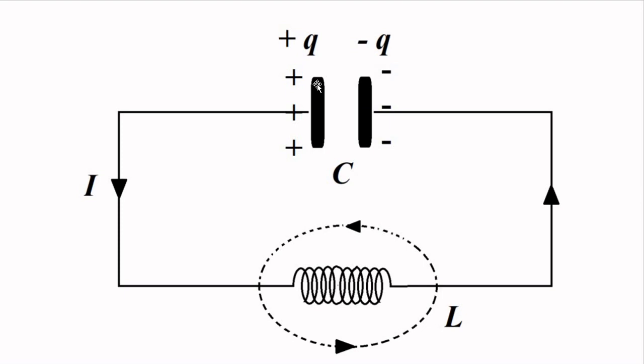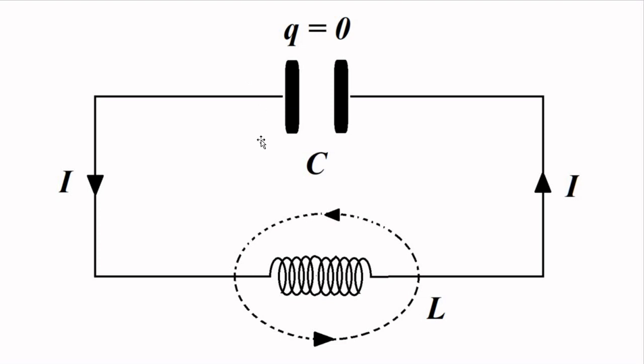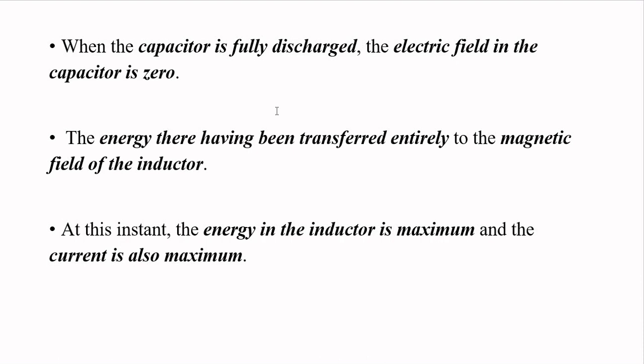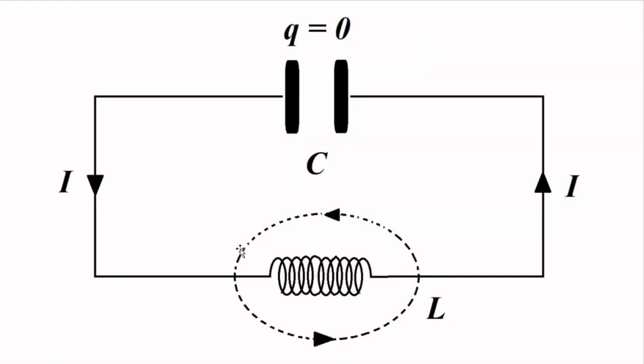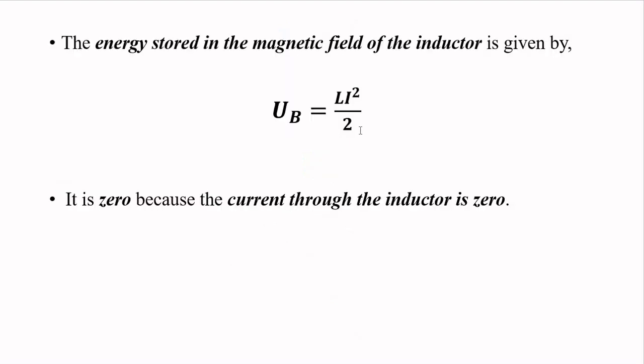Now slowly the capacitor discharges fully and the charge in the capacitor becomes 0. The capacitor fully discharges, the charge on it becomes 0, and the entire energy from the electrostatic field is converted into energy in the magnetic field of the inductor. Now the entire energy is in the form of this 1/2 Li square.